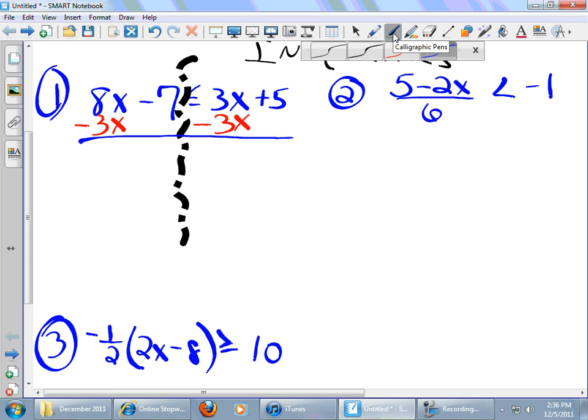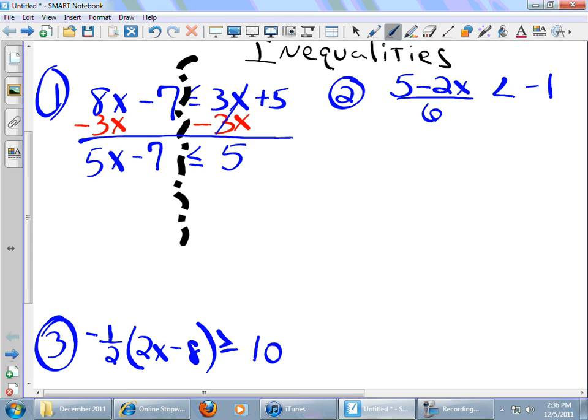All right, so when I do that, my left-hand side ends up 5x minus 7, less than or equal to, the 3x's cancel, and I'm left with a 5. Now I just have a simple two-step inequality. What is my goal? To get x alone. What numbers are keeping the x from being alone? The 5 and the 7. The 5 is attached by multiplication, the 7 by subtraction.